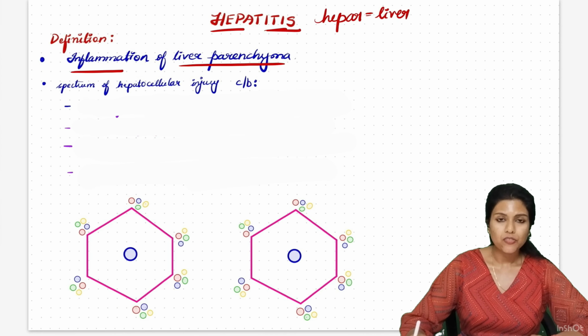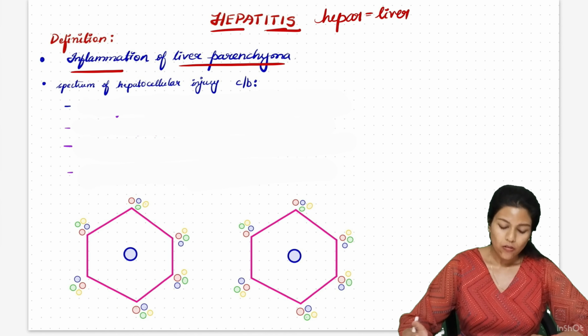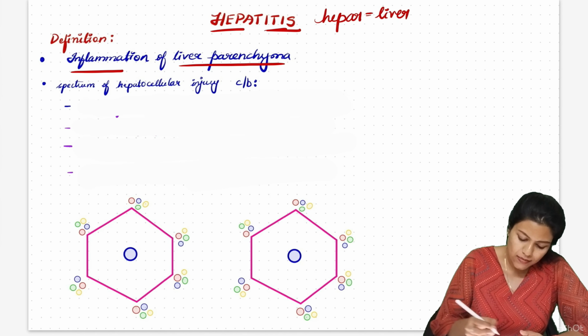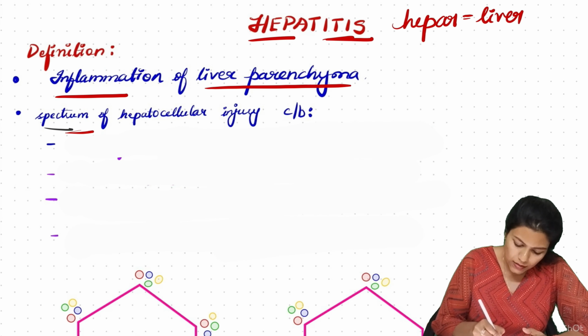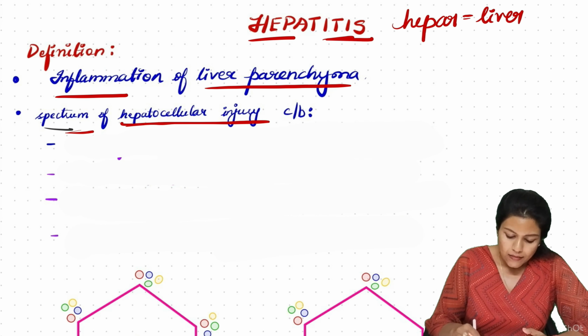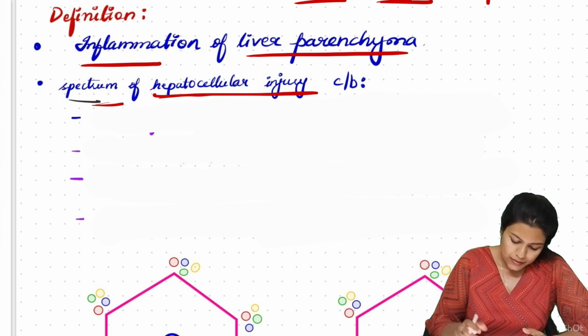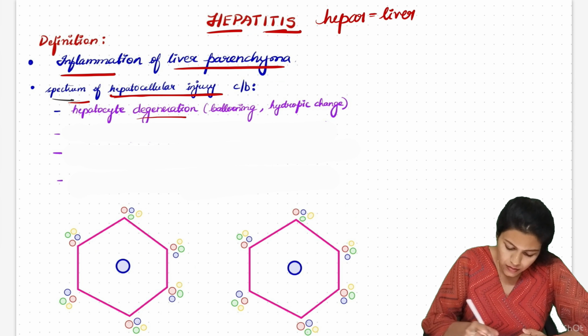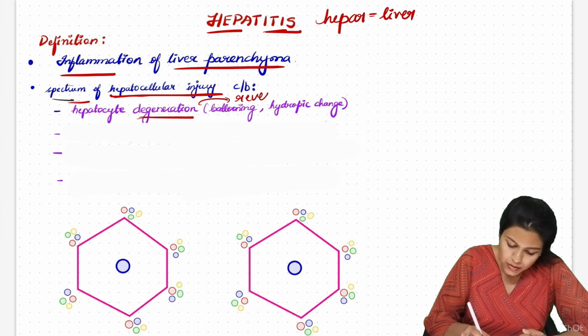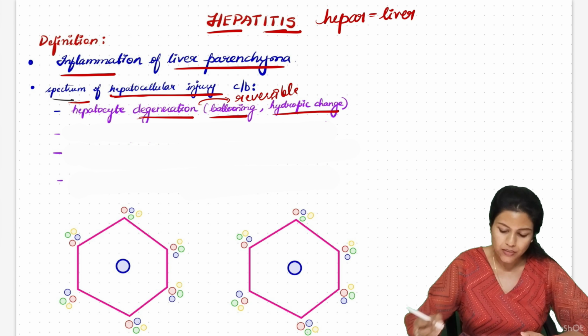Coming back to the definition, this inflammation of the liver parenchyma is characterized by a spectrum of hepatocellular injury. This hepatocellular injury can be characterized by hepatocyte degeneration. Degeneration means it is a reversible cell injury in the form of ballooning or hydropic change.